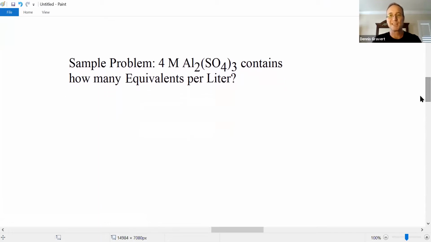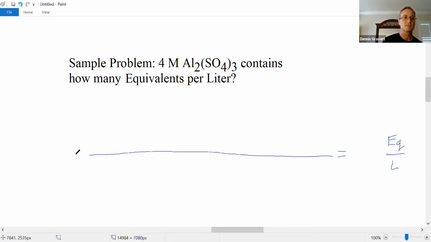Sample problem. Yeah, let's get real. What's going to show up on our next exam? Well, maybe this question or something like it. There's a 4 molar solution of aluminum sulfate. There's a chemical formula. And it's asking, okay, so 4 molar aluminum sulfate contains how many equivalents per liter? All right, dimensional analysis. What do you want? I want equivalents per liter. Start with that, draw a line. That's what we want, equivalents per liter.